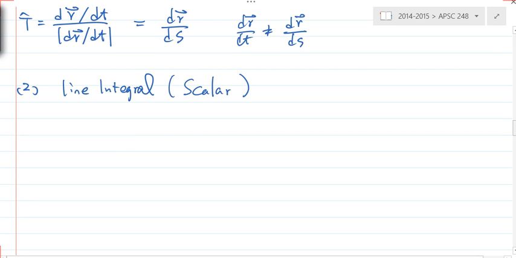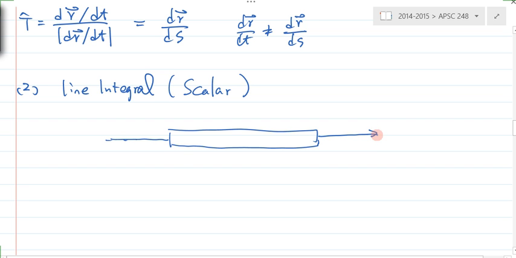So what's the scalar line integral? I'll start with a more practical question here. Let's look at the planar case. I find a wire, or a straight rod, and I'm going to place that rod along the x-axis. So this is the rod, and it goes from x equal to a to x equal to b.